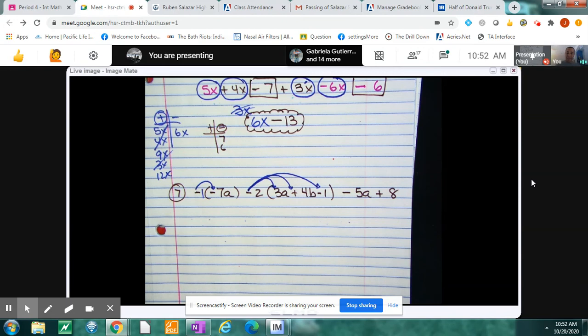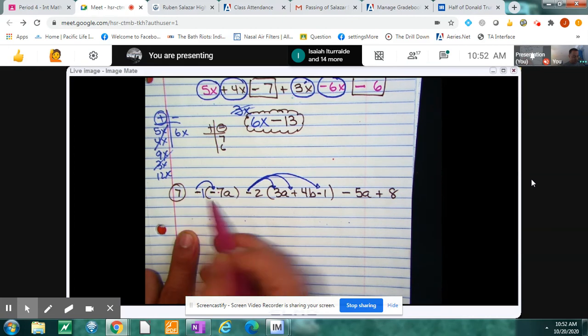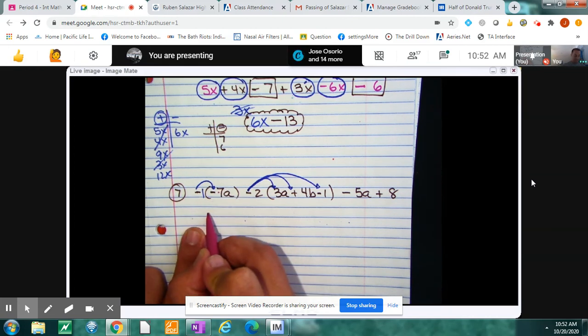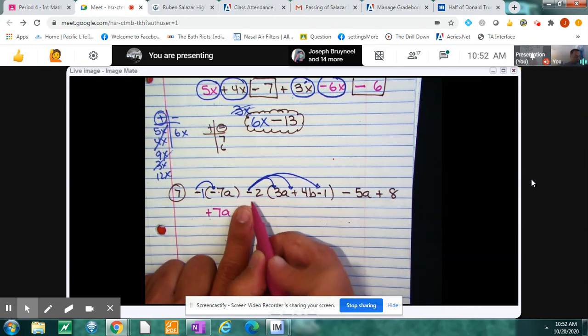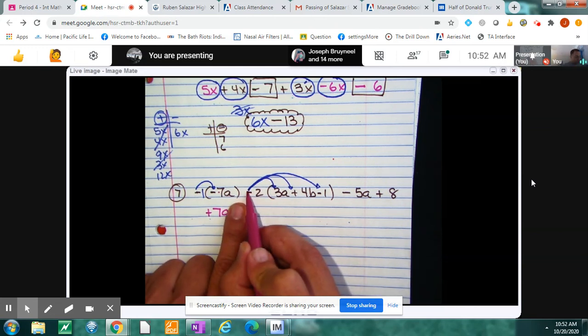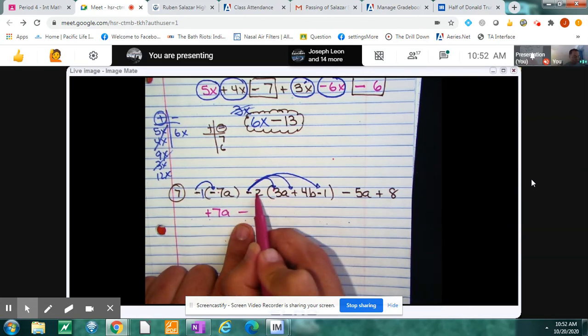So, Gabriela, what do we get for here? Negative 1 times the negative 7a. What should I get? Positive 7? Very good. Positive 7a. Here we go. Next one. Joseph Brunel. The first term, negative times a positive, is obviously a negative, but what's 2 times 3a? Negative 6. Very good.